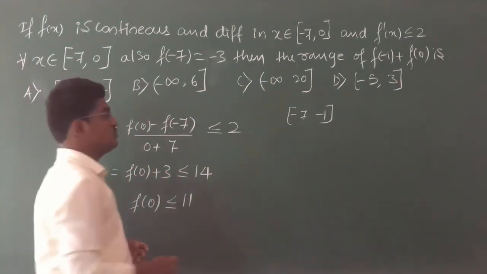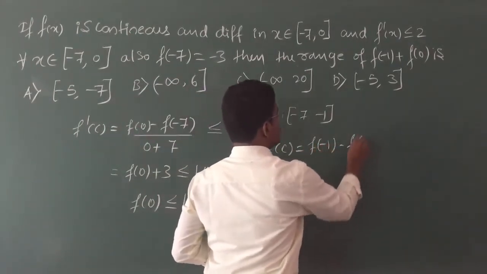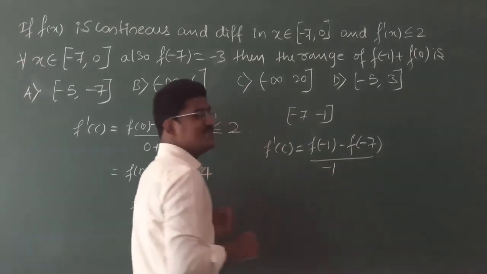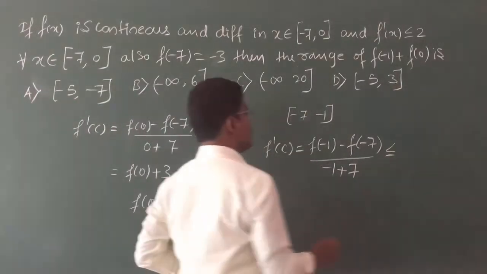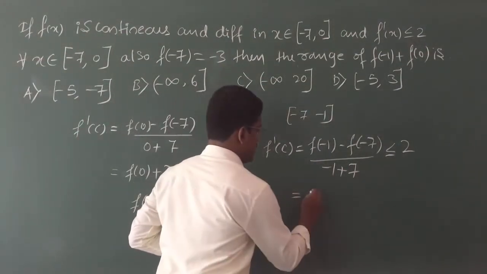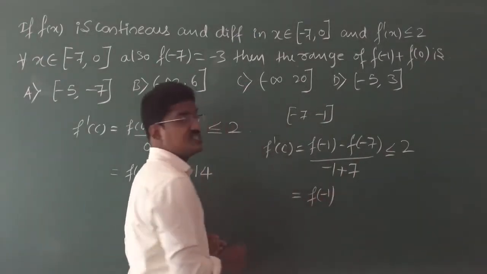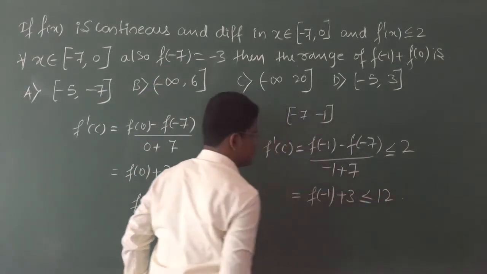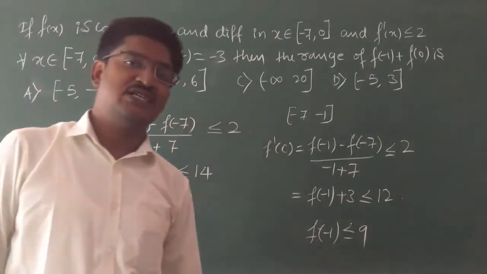By applying the Lagrangian mean value theorem, f dash of c is equal to f of minus 1 minus f of minus 7, divided by minus 1 minus of minus 7. Here you are going to have minus into minus as plus, so that is plus 7. Again it must be lesser than or equal to 2. So from this we understand minus 1 plus 7 is 6, and 6 into 2 is 12. F of minus 7 is minus 3, so it will be plus 3 lesser than or equal to 12. So f of minus 1 is lesser than or equal to 9.